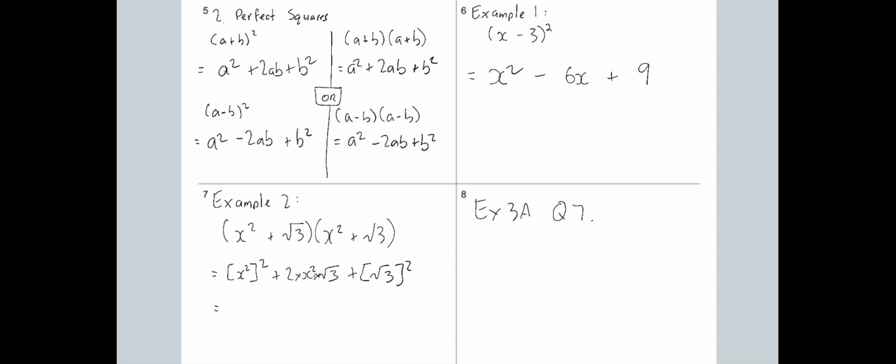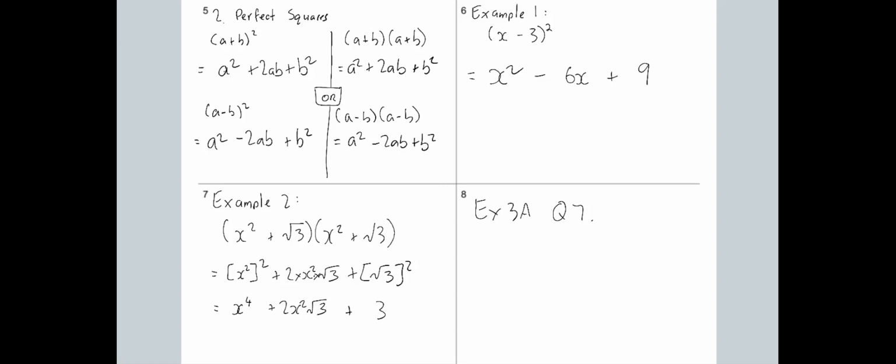Now, X squared squared is, anyone? X to the power of 4, good. Root 3 all squared is? Yeah, 3. And then I'll do this last bit because it's just messy. 2x squared root 3 is probably how I'd write it. The book would probably say 2 root 3x squared or something like that. I get why they would do that.